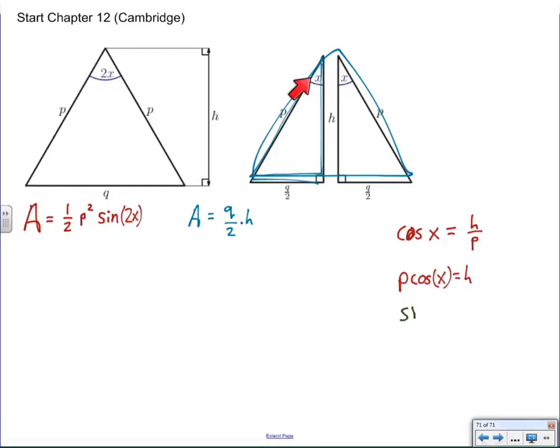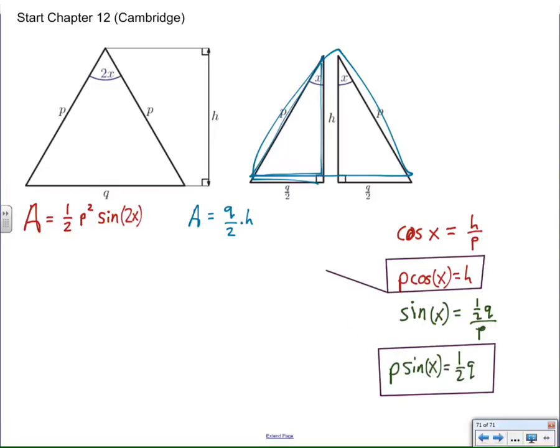Similarly, I can find the sine of x being q over 2 over p. Multiply both sides by p, and I get half of q is equal to p sine of x. Well, if I have half of q being p sine of x, then I replace half of q right here with p sine of x. And since h is equal to p cosine of x, I'm going to replace h with what I see now, p cosine of x. Clean it all up, we got p times p, we're going to square it. P squared sine x cosine of x.